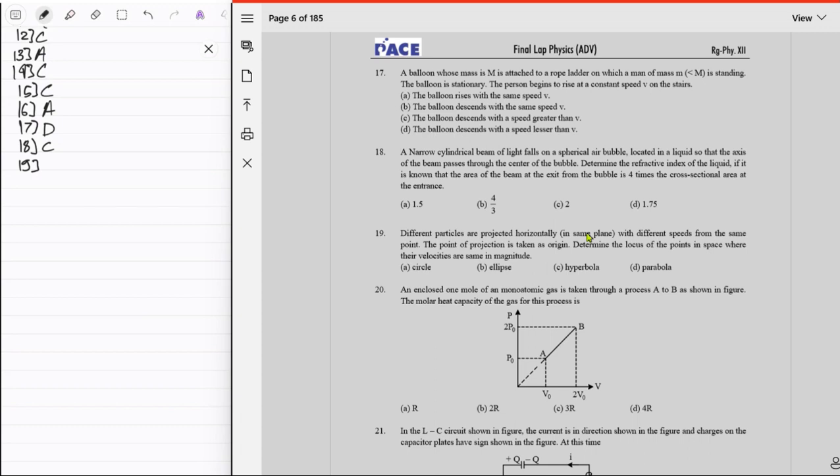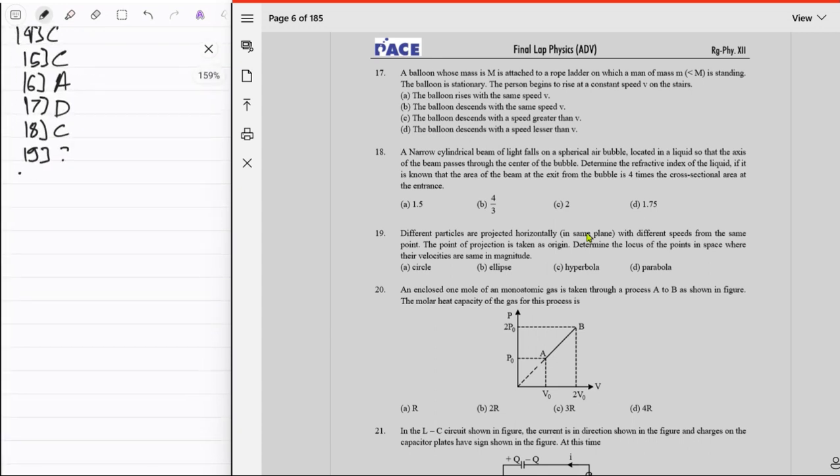Velocity is the same magnitude. I don't know. ऐसा कौन सा point? I don't know. Just move on. Weird. 20. मुझे question का मतलब नहीं समझ आया पहली बात तो.